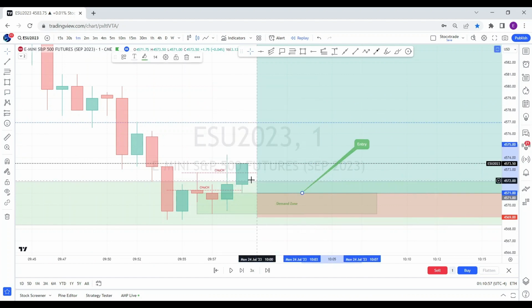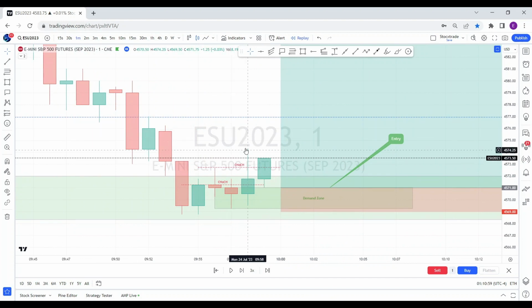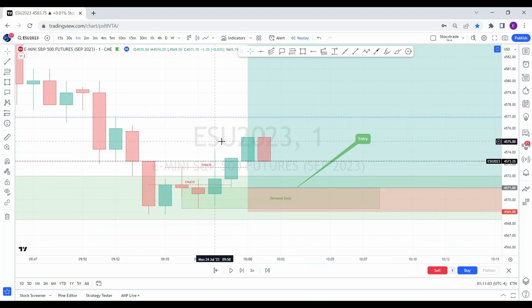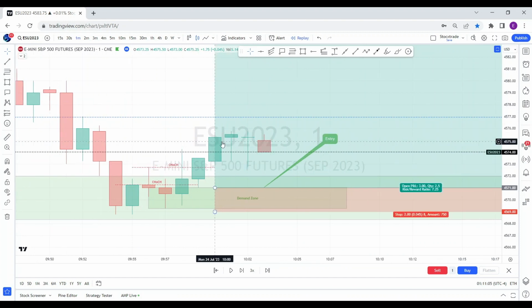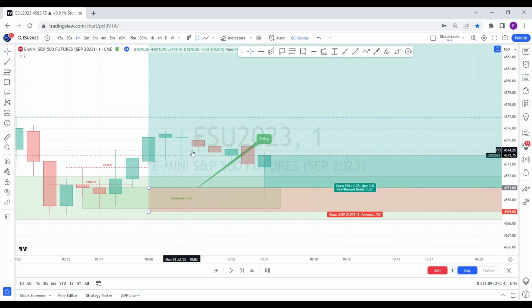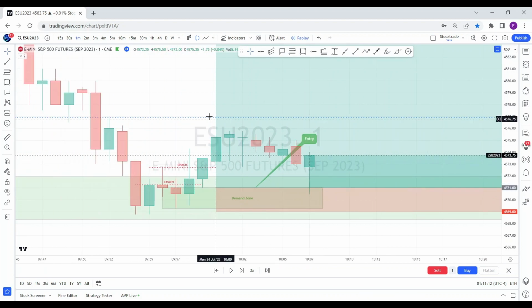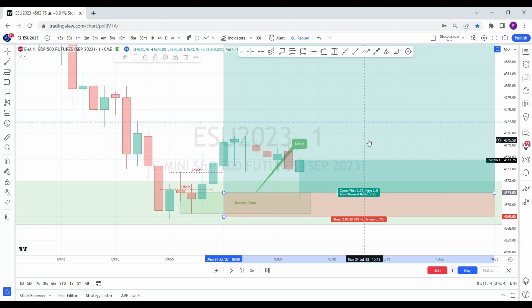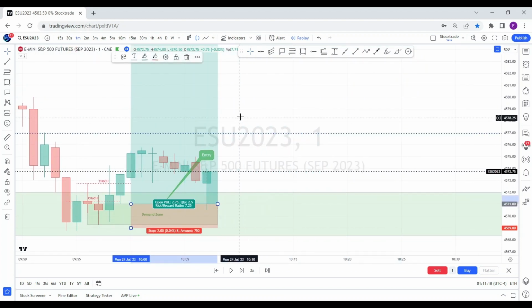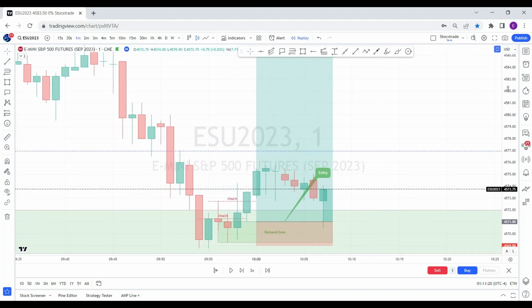So you are still waiting for the entry. The price created the change of character, and after the change of character, still you are not entering the trade. You are waiting. Okay, now this is your entry. So you have already entered the trade. Let me squeeze it out so you will see the trade clearly.